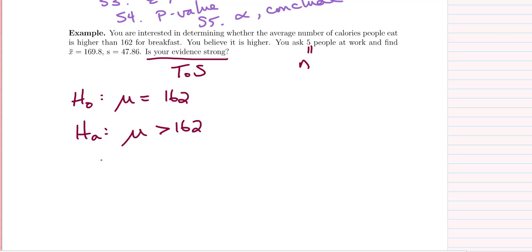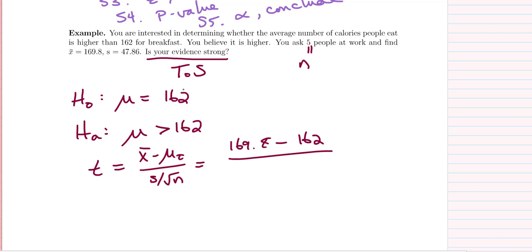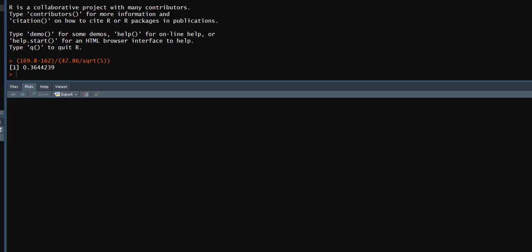All right, so step 3 is to find the t-statistic, and we said that t is equal to x bar minus mu 0 over s divided by square root of n. x bar is 169.8 minus mu 0, which is 162, over, we're given s is 47.86 divided by square root of n, which is the square root of 5. And so you can plug this into the calculator to get 0.3644.